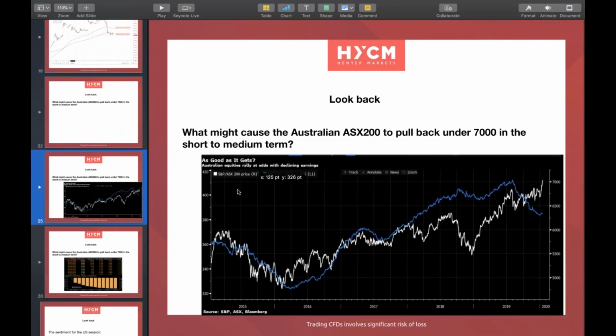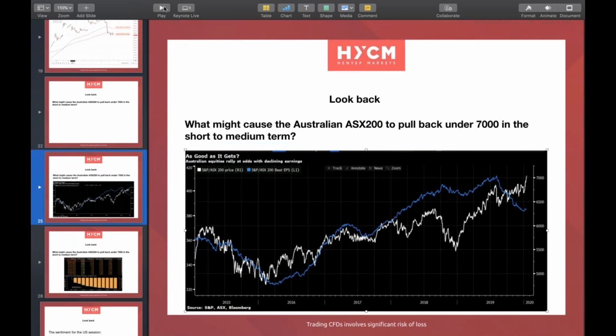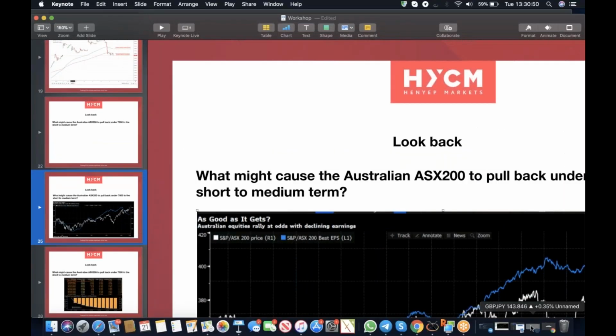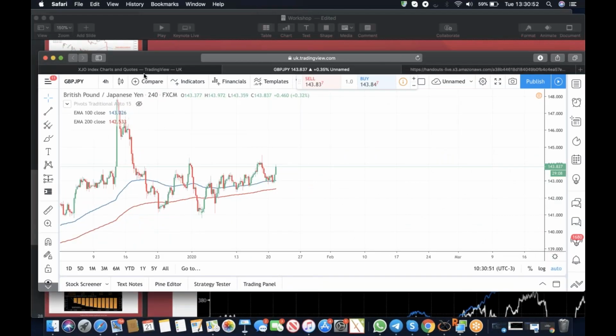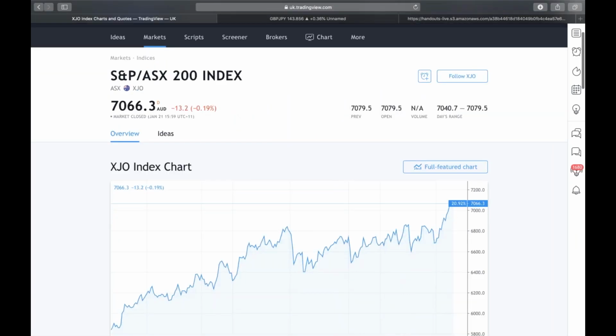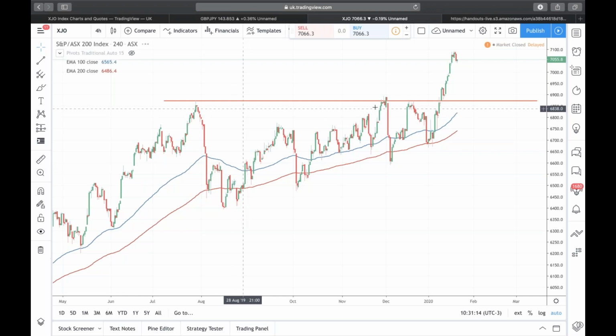Now, one interesting question to look at is what might cause the Australian ASX200 to pull back under 7,000. So let's just have a quick look at this equity market. This is the Australian index. And for those of you who do trade the Australian index, on TradingView this is the marker XJO, which is the ASX200. So just having a little look at it, what do we see? We see that this 7,000 level has been pushed out of strongly.